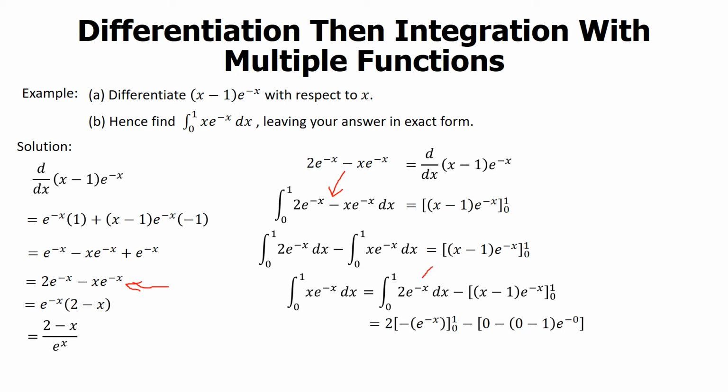And we integrate 2e to the power negative x. It becomes 2 times negative e to the power negative x from 0 to 1. And we can solve this part, which we get 0 minus 0 minus 1 e to the power negative 0. And we get negative 2 times 1 over e minus 1, minus 1, which is 1 minus 2 over e.